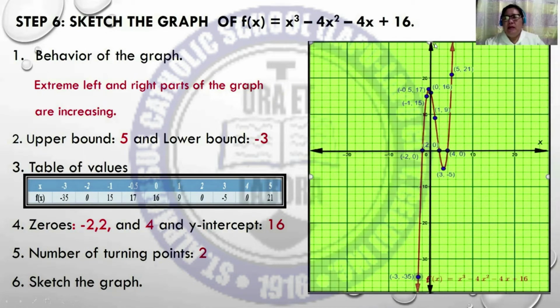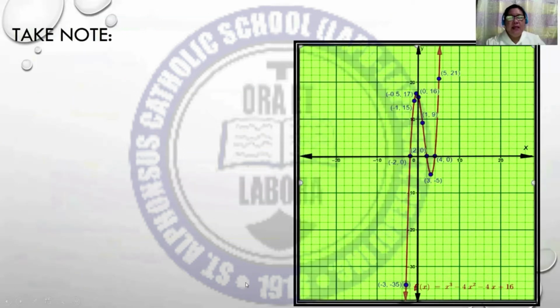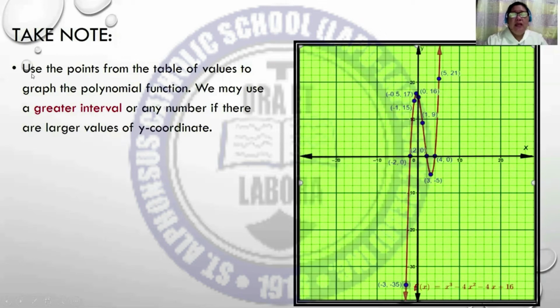properly with y for the y-axis, x for the x-axis, and you place arrowheads because the graph is increasing. If the form of the graph is like this, it will mean the extreme left and right parts of the graph are increasing. Next, take note that you can use the points from the table of values to graph the polynomial function. We may use a greater interval or any number if there are larger values of y coordinate. Like this, I use an interval of 10.